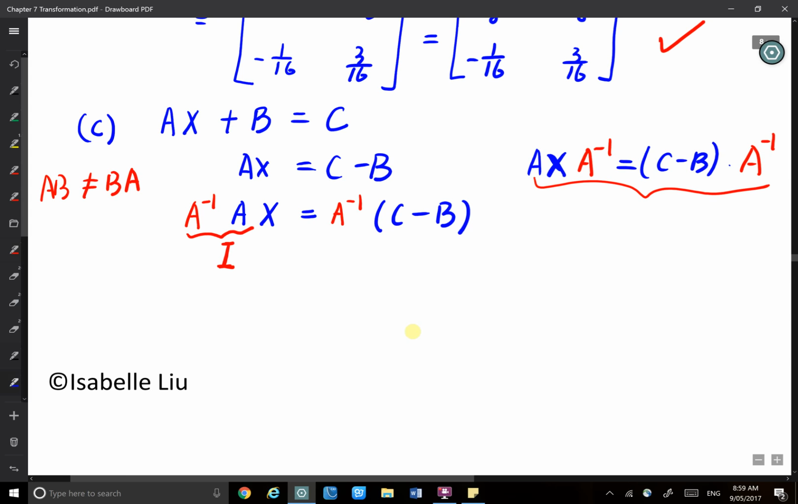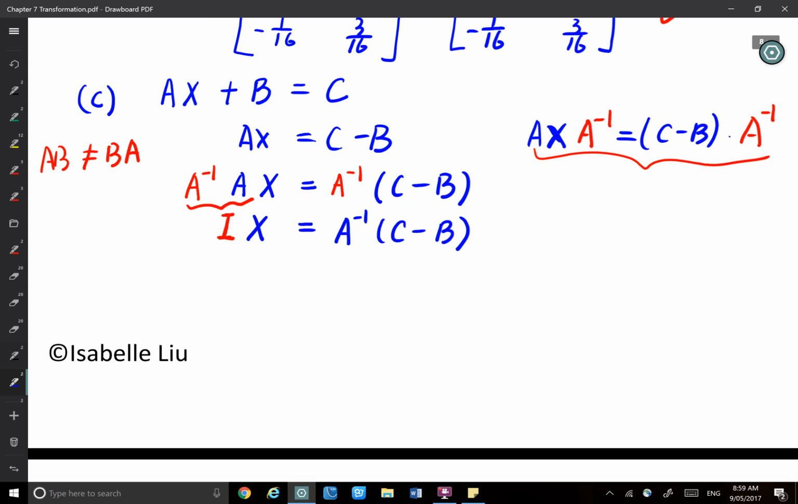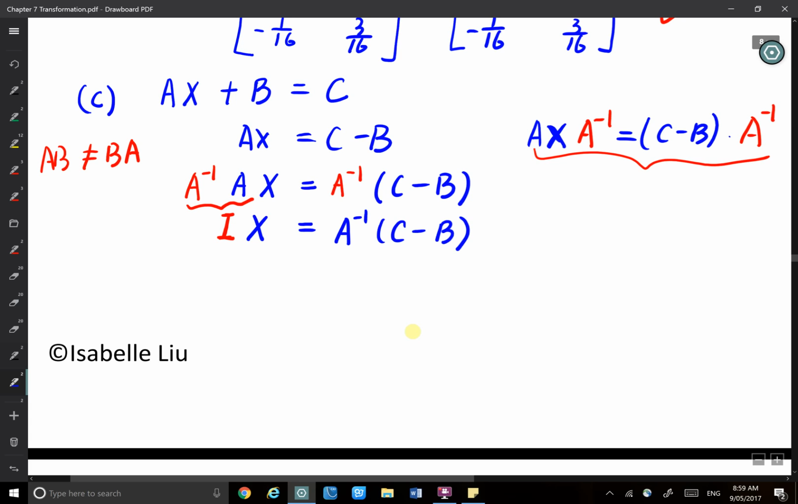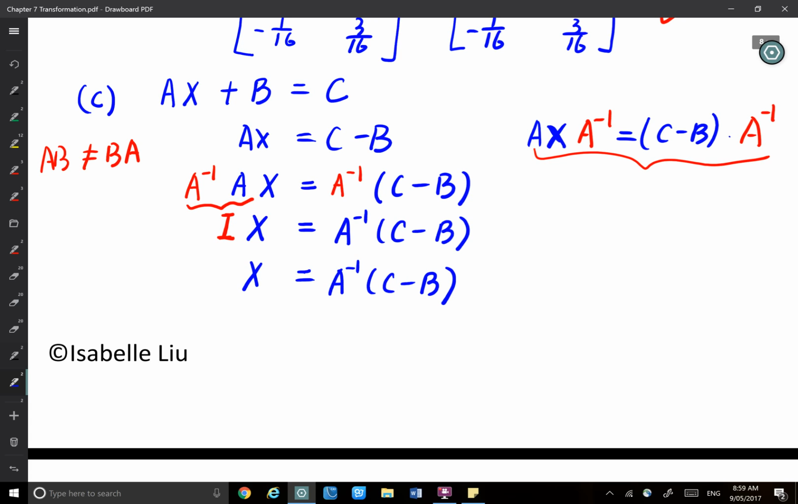And the next thing you multiply is X. Just copy the left hand side. What's identity times X? X, still X. So you just have X on the left hand side. So X equals A inverse in the front, times C minus B.